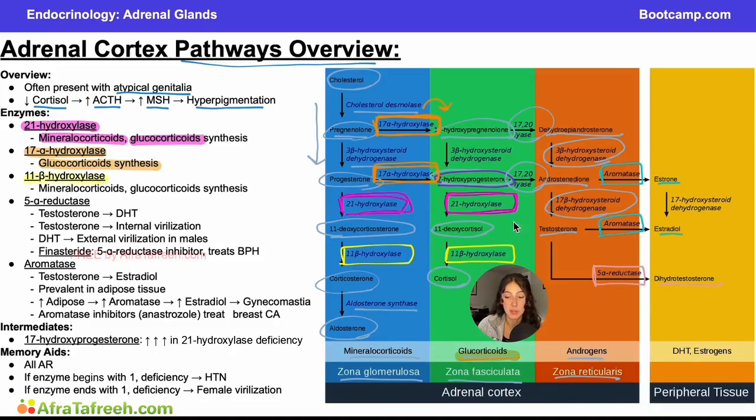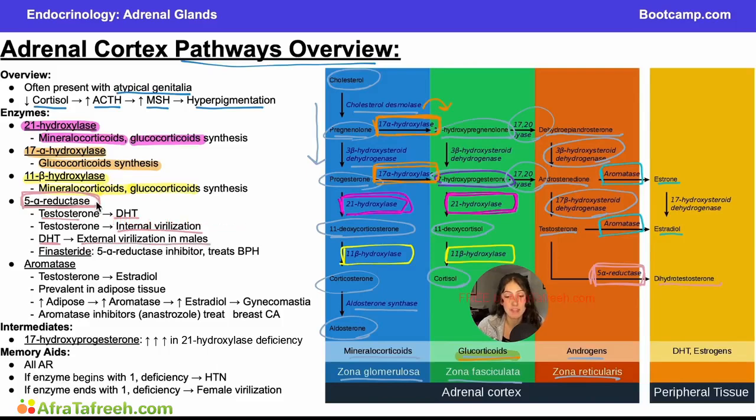11-beta-hydroxylase, just like 21-hydroxylase, occurs in both the mineralocorticoid and glucocorticoid pathways, but it occurs at a lower point in these pathways, so if it is deficient, the presentation will be slightly different. 5-alpha reductase is most active in the zona reticularis. It converts testosterone to DHT. If you'll remember, testosterone is responsible for virilization of the Wolffian duct, and that is why it is responsible for internal virilization, whereas DHT is responsible for virilization of the urogenital sinus and fold, so that is why it is responsible for external virilization.